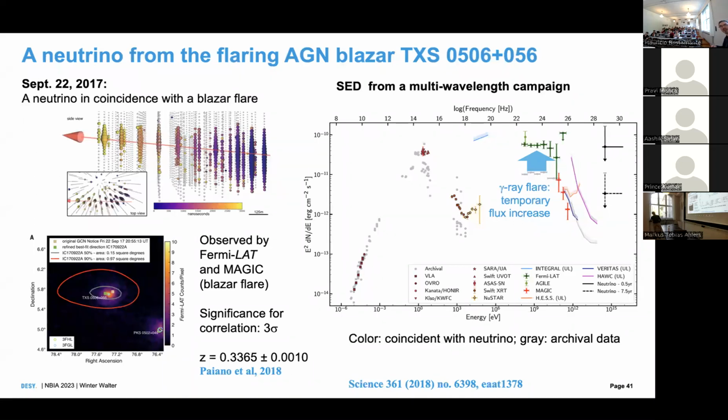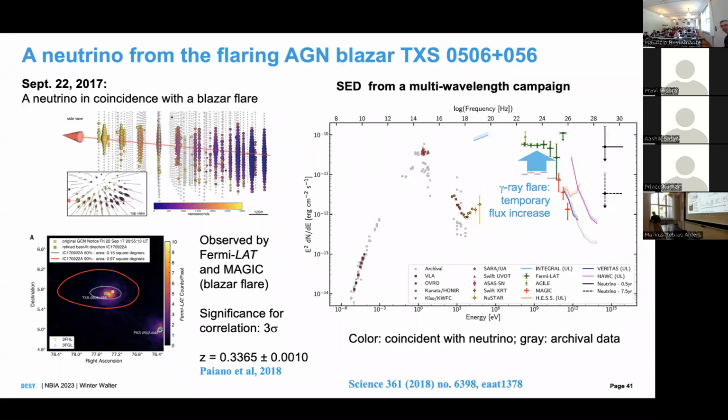You have a very beautiful muon track in this case, which would give you some directional information, which is illustrated here as a function of right ascension and declination. You see the error region of the IceCube event at different confidence levels. And in fact, there was an AGN blazar found in the middle, the TXS blazar with this catalog number here, right in the middle. So it's a very beautiful event. It has been observed in correlation with that neutrino event by Fermi LAT in gamma rays, and in very high energy gamma rays by the MAGIC telescope. That's one of these imaging atmospheric Cherenkov telescopes measuring in the TeV range.